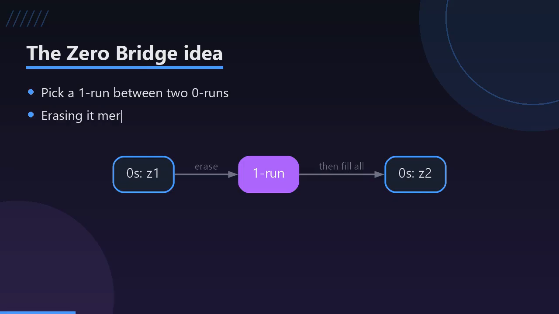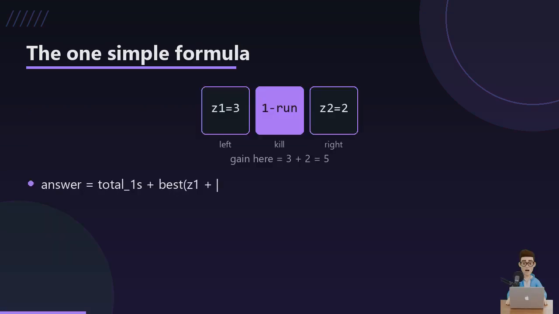Here's the heart of it, and I like to call it the zero bridge. Picture a group of ones with a group of zeros on its left and a group of zeros on its right. When we erase that group of ones, it's like removing a wall, so the zeros on the left and the zeros on the right join into one big group of zeros. Then we fill that whole thing with ones. So the ones we just removed come right back as ones, and on top of that, every single 0 on both sides also becomes a 1. That's the free bonus.